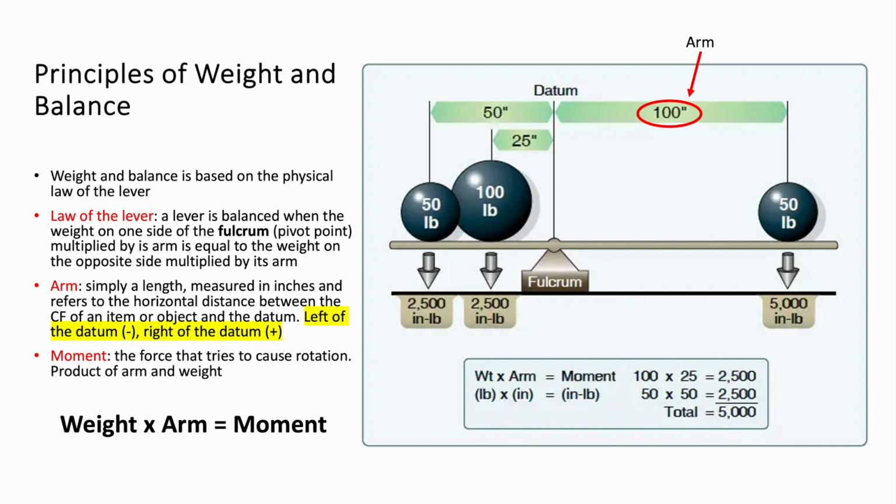Sometimes you'll be provided with the weight and the arm, and you have to find out the moment. Other times you'll be provided with the weight and the moment only, and you need to find what the arm is for that distance. In that case, you just divide moment by weight, and that would give you the arm.